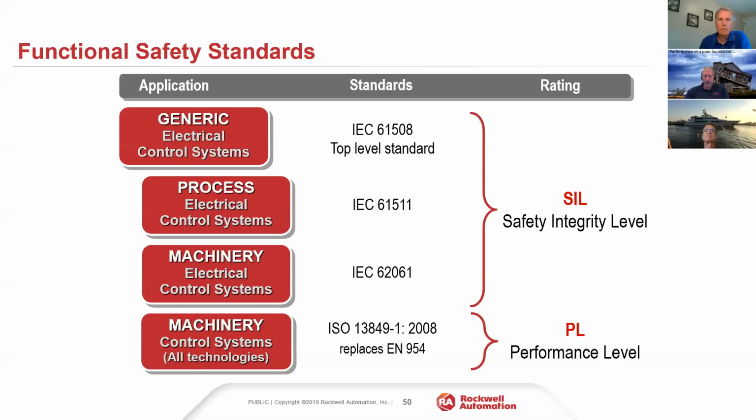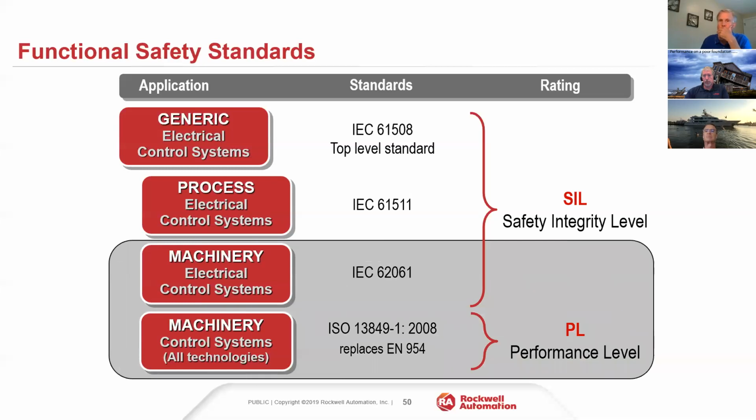So that is the place that most folks with machinery tend to end up, because most machinery does not only consist of electrical control. There are many times pneumatic, even hydraulic, etc., that we need to concern ourselves about. So 13849 is a very common standard that folks will utilize. But when we talk about machinery, which is the main focus of this discussion, it really is these two, 62061 and 13849.